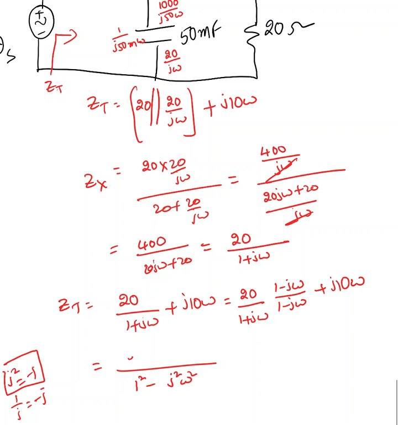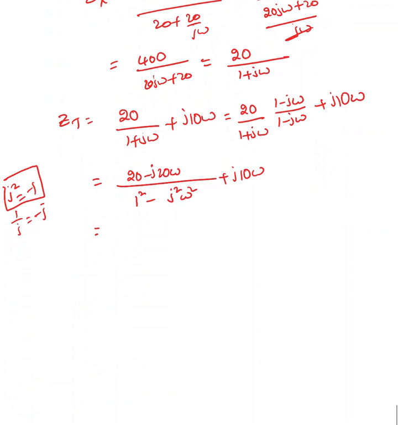So in the numerator, I'll end up with 20 minus J 20 omega plus J10 omega. Okay, so here it's going to be 20 over 1 plus omega square. So the J term is eliminated, minus J 20 over 1 plus omega square plus J10 omega.